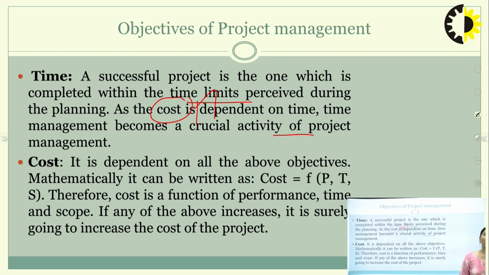Next is the cost. It is dependent on all the above objectives that we have discussed. Therefore we can say that it is a function of performance, time as well as scope. If the time for completion is more, if you are not able to deliver the project on time, the cost is definitely going to increase. If performance is not okay, of course the cost is going to increase. If any of the above increases, it is surely going to increase the cost of the project.